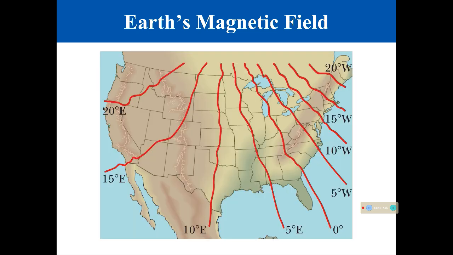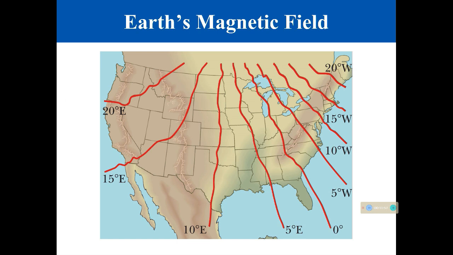Earth's magnetic field, here you go. You get the general gist right here. Even in America, things don't directly point north. This might be a little more violent as far as how spread out they are. But you can see over here in Montana, they do not point north. They actually point northeast in that particular case.